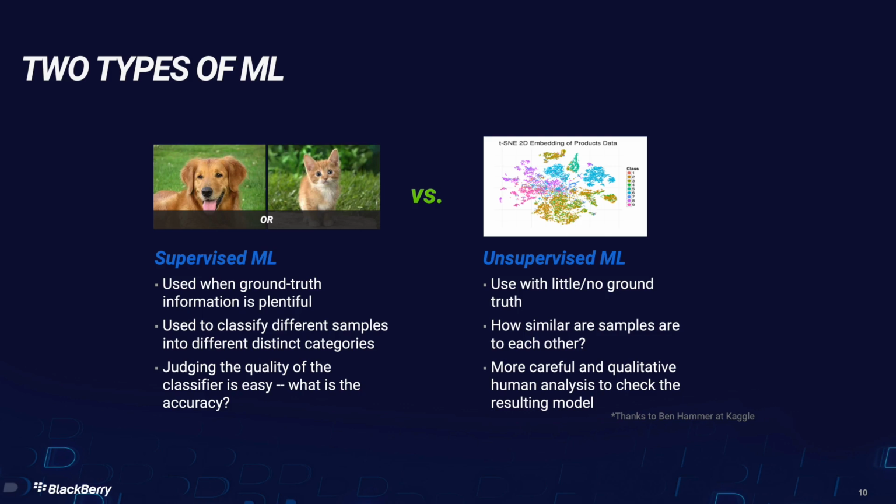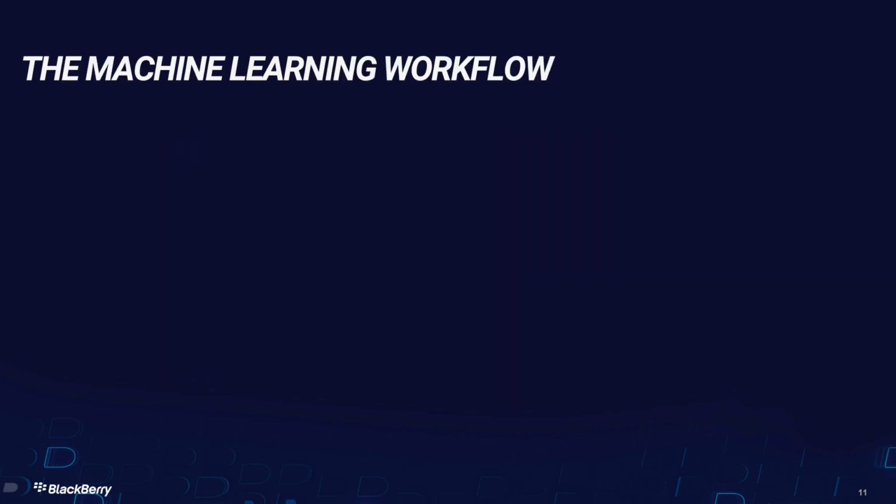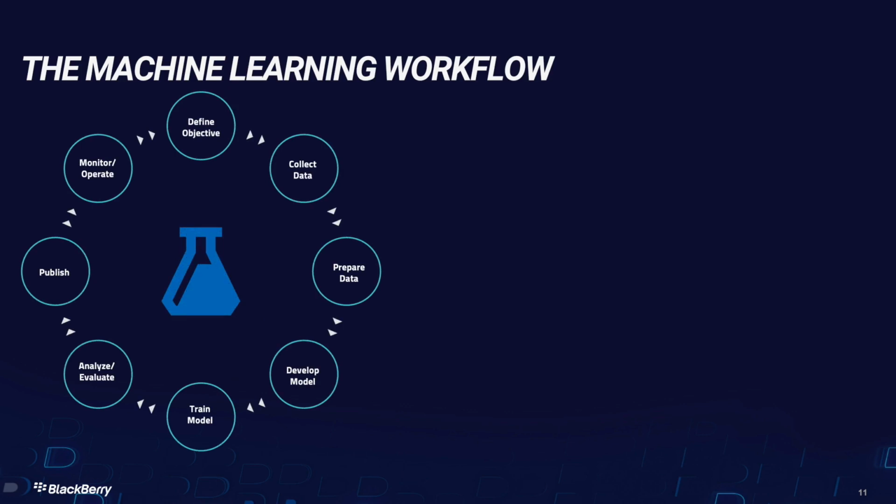It could create all kinds of different categories based upon similarities of the sample of data that it's working with. And because it doesn't start with a ground truth, humans get involved in the analysis and the efficacy of how that resulting model actually decides how the different data should be categorized. So now we have a basic understanding of the different types of machine learning.